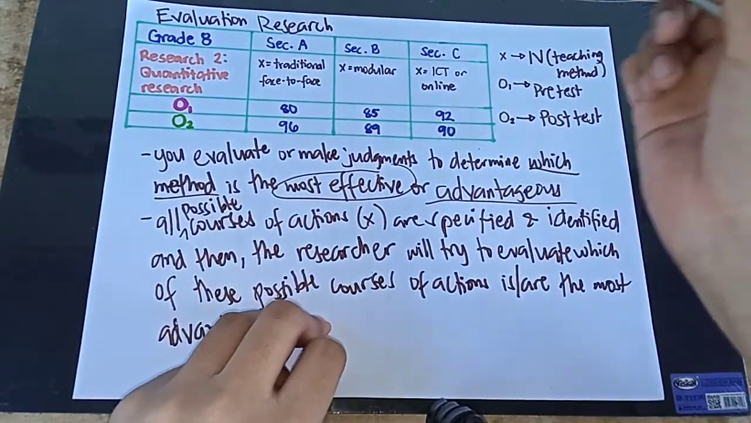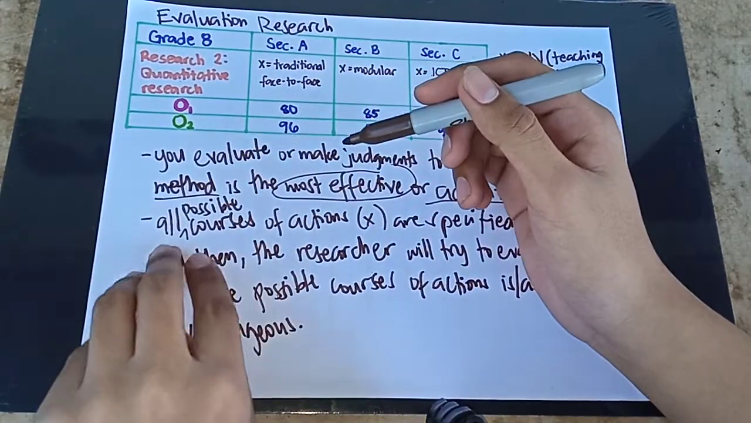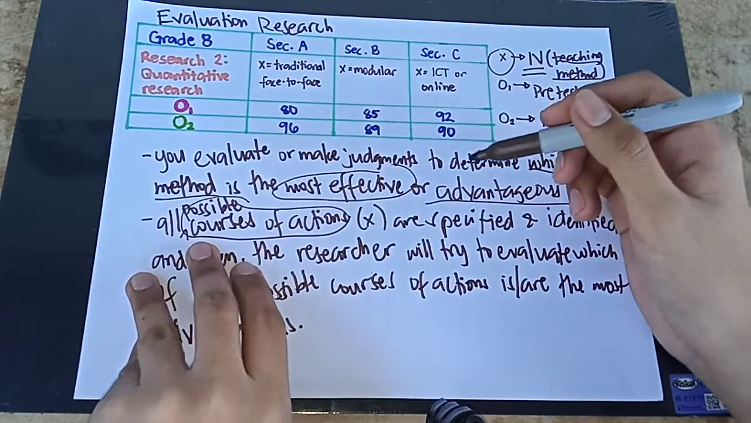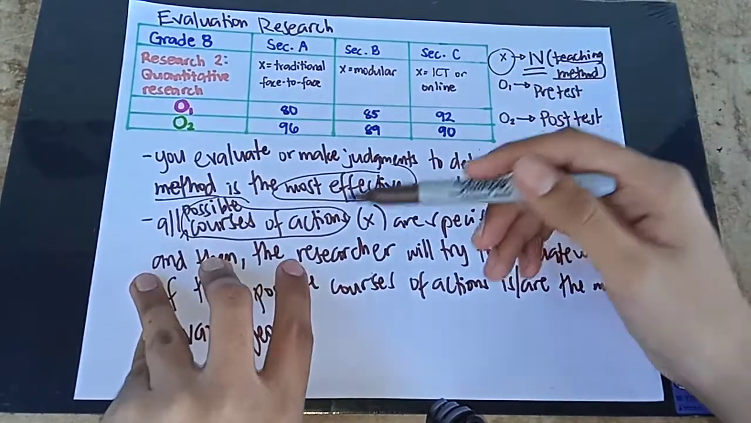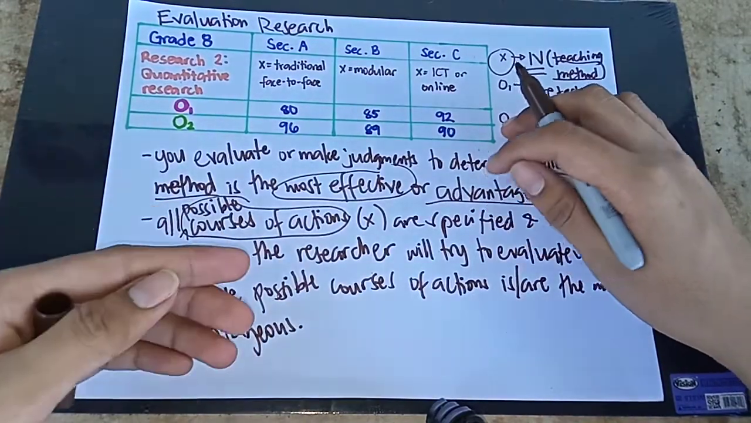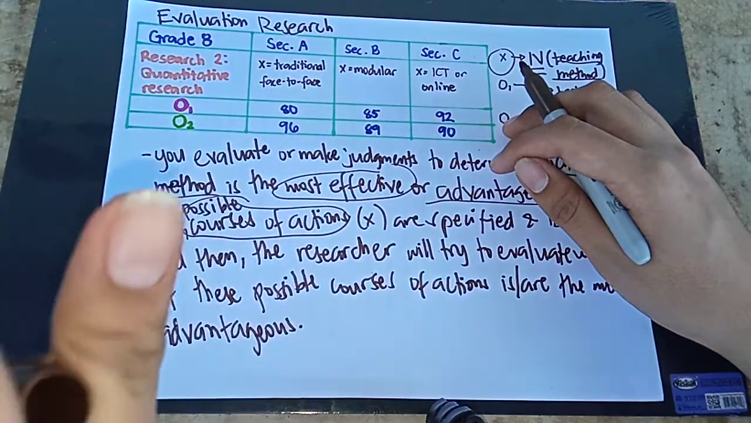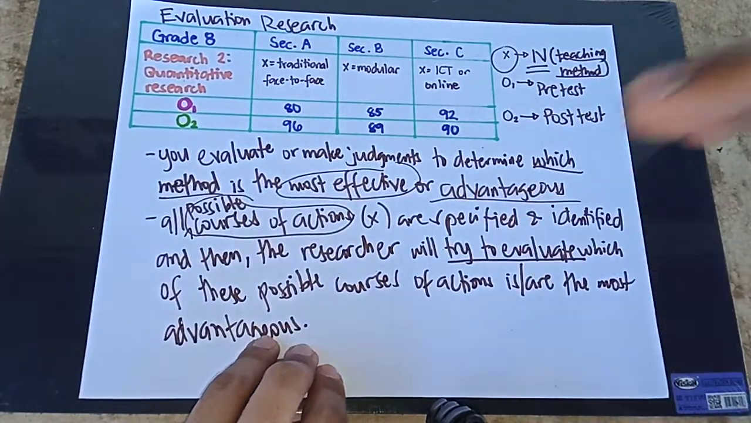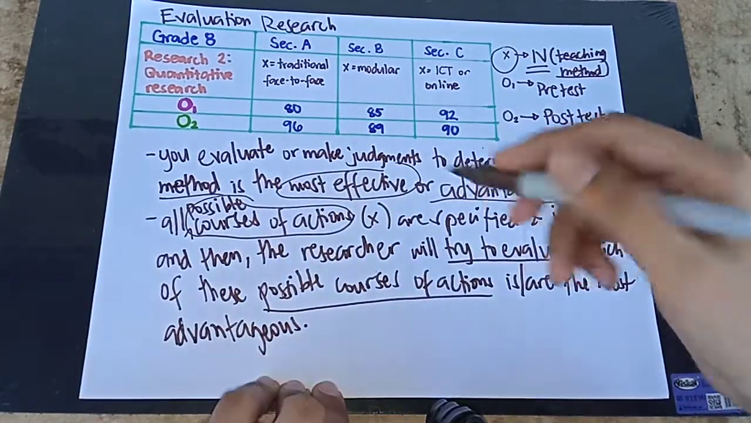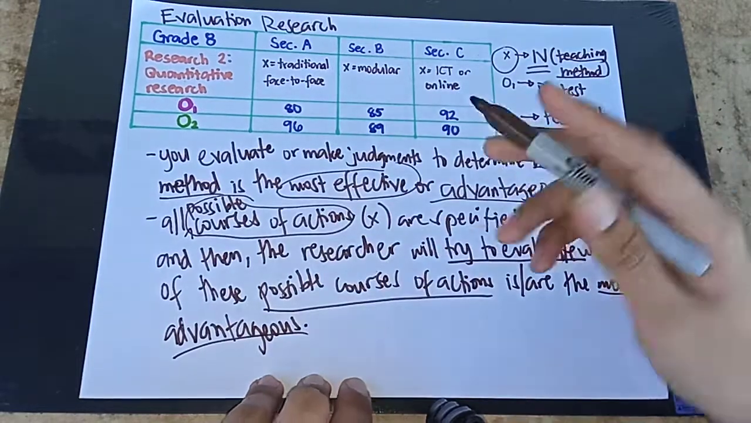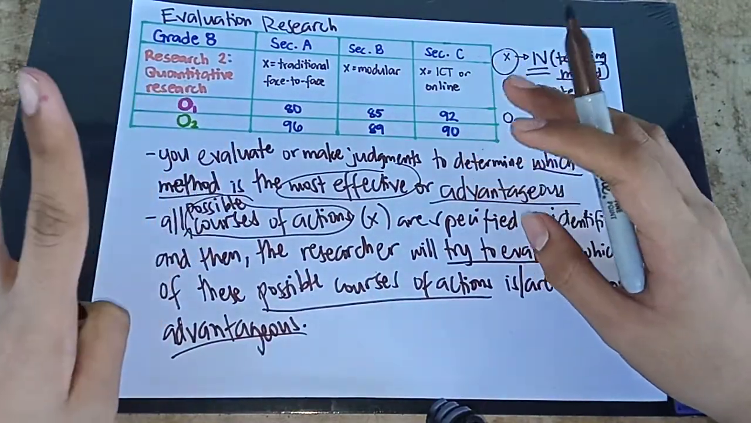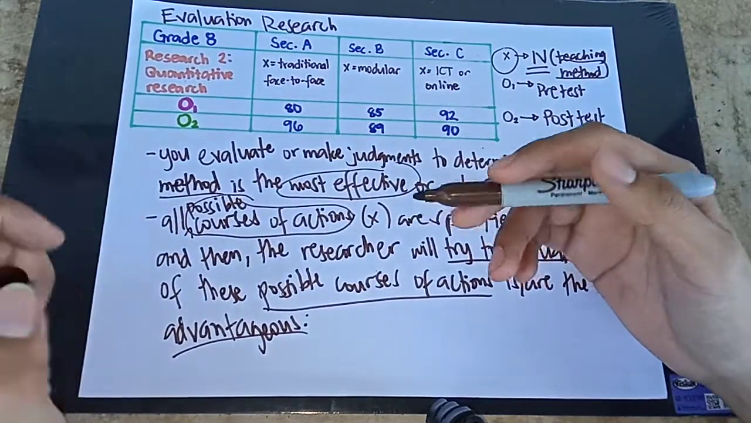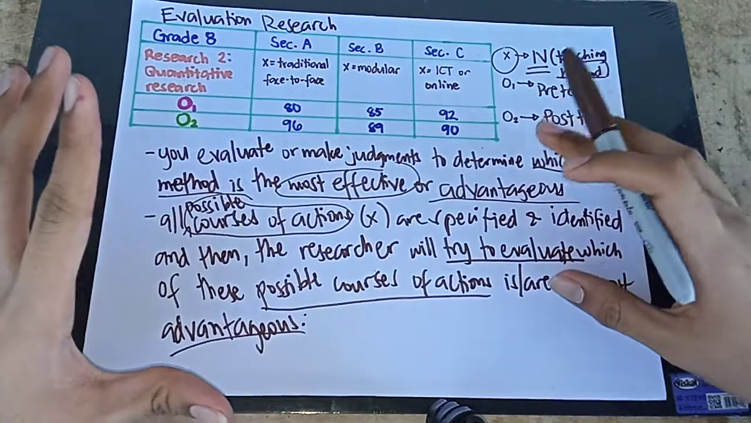In this kind of research, all possible courses of action are specified and identified. These possible courses of action were actually the teaching methods, or the X, the independent variable. So the researchers will try to identify all the possible methods that can be used, and then evaluate or compare them with one another to see which of these possible courses of action would be the most advantageous. After the researchers have laid down all the possible methods, the researcher will evaluate which is the most advantageous or the most effective. That is the main essence of evaluation research.